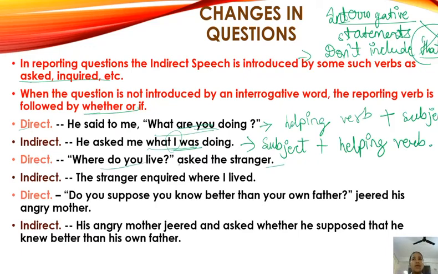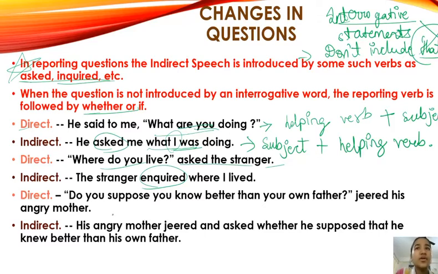Okay, "Where do you live?" asked the stranger. The stranger inquired where I lived. Now you can see asked and inquired. We have seen that we include these two words, asked and inquired. He inquired where I lived.